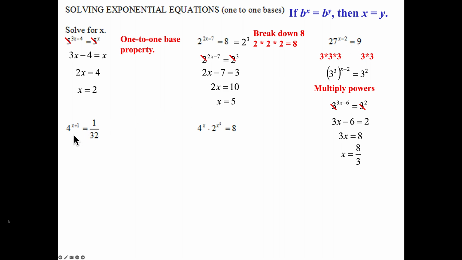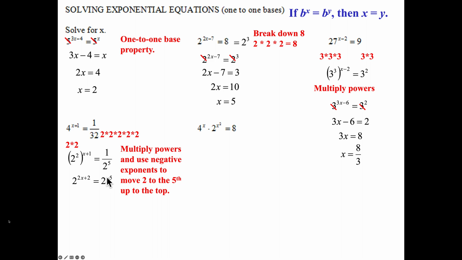Over here, we have base 4, and we have 1 over 32. Well, 32 is a base 2 number. 4 is a base 2 number. So 32 is 2 to the 5th. I think we saw that earlier. So here we'll have 2 squared to the x plus 1 equals 1 over 2 to the 5th. Well, just like we did in the last problem, we'll have to multiply those powers. But we're also going to have to use the negative exponent rule to move base 2 from the denominator up into the numerator. So we'll change that 5 to a negative 5.